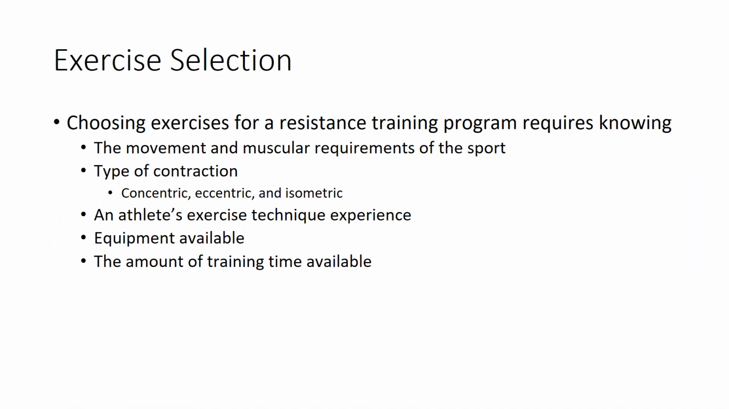Exercise selection involves choosing exercises for a resistance training program. This requires knowing the movement and muscular requirements of the sport, the type of contraction, whether it's a concentric, eccentric, or an isometric contraction that is involved, the athlete's exercise technique experience, and the equipment available, which is very important. Depending on where you're at, you may not have certain equipment compared to other places.